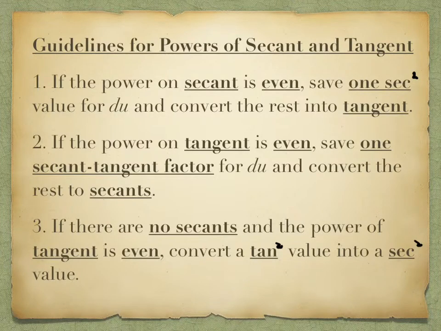All right, so last class we started this lesson, and remember where we were before: we were talking about sine and cosine, and we used some formulas that reduced powers down, and we had some guidelines on how to do that. We're going to do the same kind of thing this time. It was secants and tangents, and the first guideline talks about secant. If the power on secant is even, then you're going to save one secant squared value for du and convert the rest into tangent.